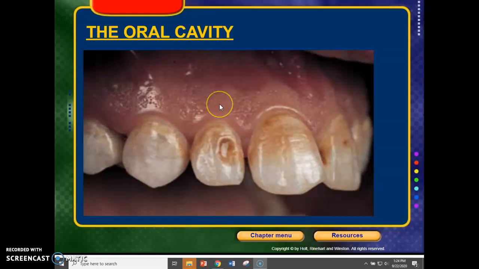We said that healthy gingiva is light pink. This is not. You can see how dark it is, especially up in this area. Healthy gingiva is tight to the tooth. This is not. It's pulled back from the tooth. Of course, the teeth are decaying, obviously.